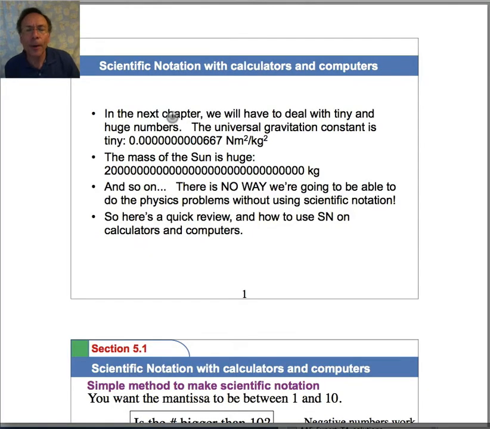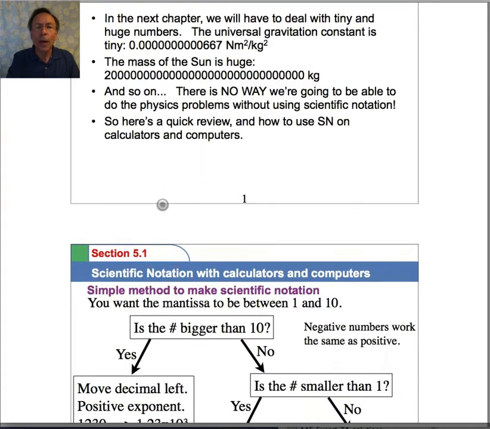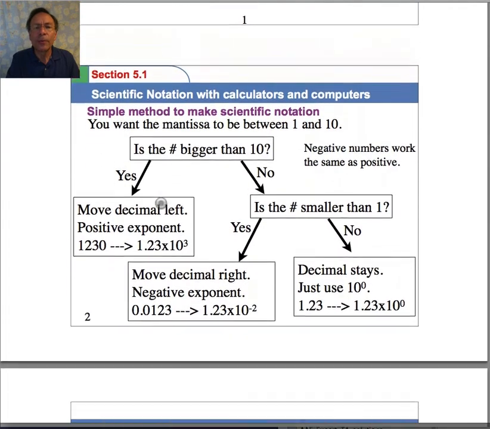Well, now I want to take a slight detour and talk about scientific notation, because with gravitation, we're going to be doing calculations that involve extremely small numbers, such as the universal gravitation constant, which if you wrote it out in decimal form would look like this, with many, many zeros after the decimal. You're going to do things involving the mass of the sun, which is a huge number like this. So, there's no way that you're going to do this math without using scientific notation. So I'm going to do a brief review here.